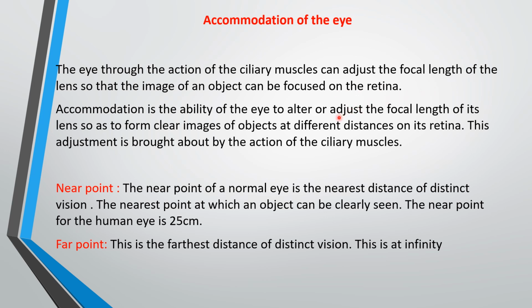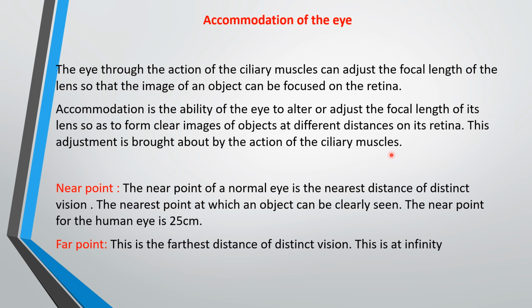So the ciliary muscles are the ones that are in the corners of your eyes. They help you to focus objects on the retina of the eye. So accommodation of the eye is the ability of the eye to adjust the focal length of the lens so that a clear image of an object at different distances can be formed on the retina. And this adjustment of the focal length of the eye is brought about by the ciliary muscles. Okay, so that is what I've also mentioned before.